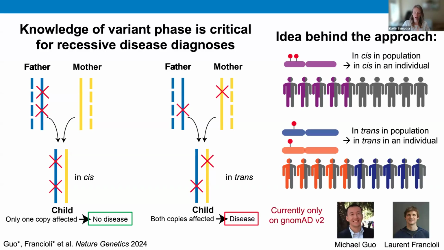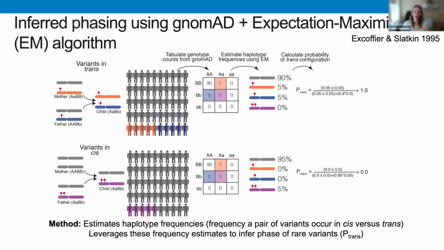So this is a paper that came out early 2024, and that was led by Mike and Laurent. So we'll walk through the logic here. We used an expectation maximization algorithm, actually from a fairly old paper, to infer phase. As an example, if we see two variants in trans, they're going to be in trans in the whole population. Essentially, we're never going to see them in the same individuals. And so we can tabulate genotype counts. We use these to estimate haplotype frequencies, and then we can calculate the probability of these two variants being in trans. And similarly in cis, we'll probably always see these variants traveling together in the population.